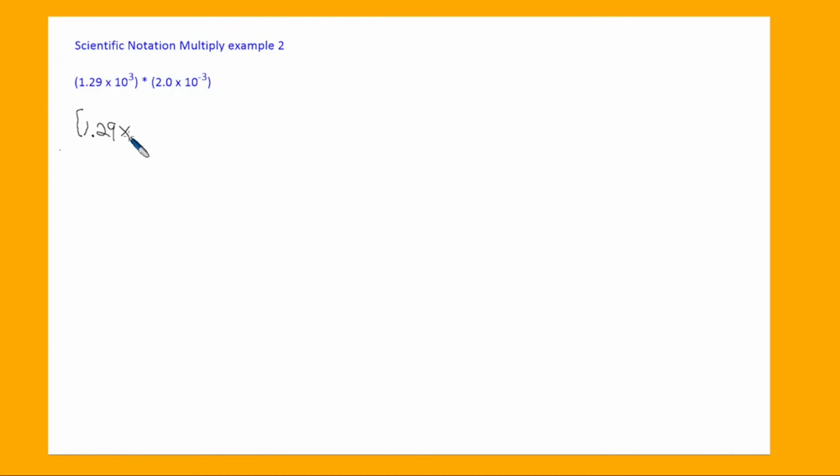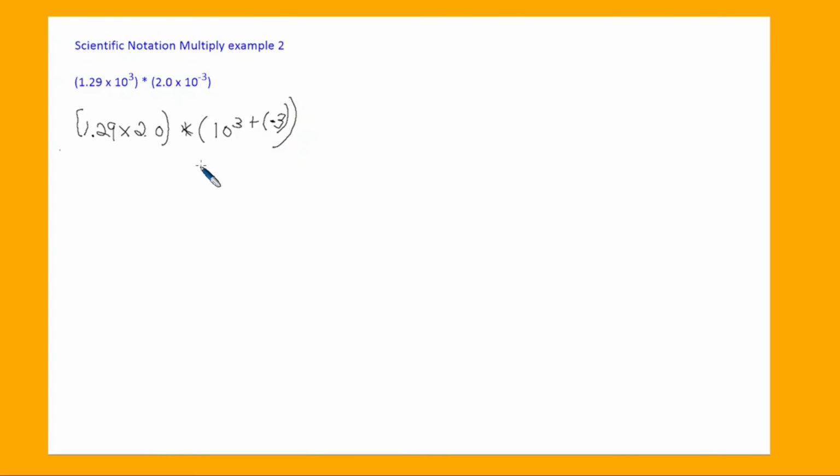1.29 times 2.0 together, and then we'll put the exponent part. So we have 10, and remember before we said that if it's multiply, we're going to add the exponents. So we have 3 plus a -3.